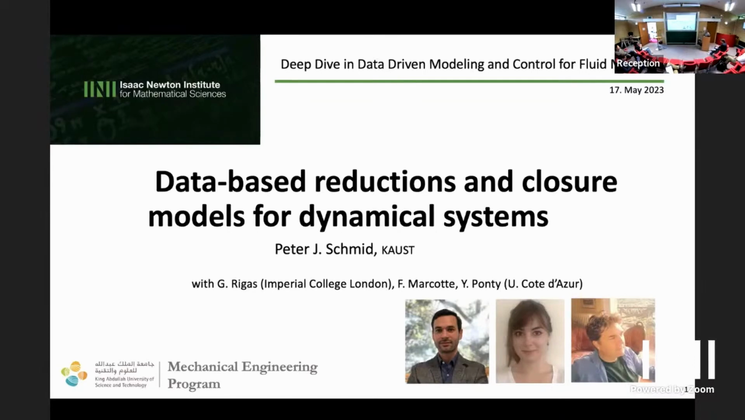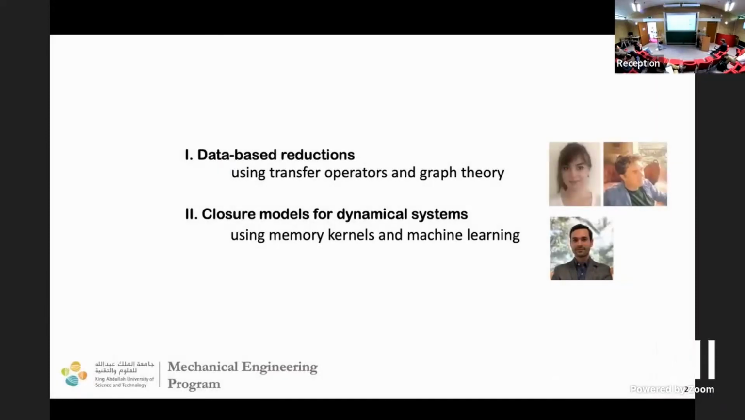Right. So as I said, this is going to be a two-part talk. There will be some connections, but definitely you will see a change in gear as I go from number 1 to number 2. The first one will be database reductions. We're going to use transfer operators and plenty of graph theory that will help us find patterns. And that one is the part that I do with Florence and Yannick. And the second one is something that George and I started at the last CTR meeting in summer of last year. And that one is closure models for dynamical systems, and that one is using memory kernels and machine learning.